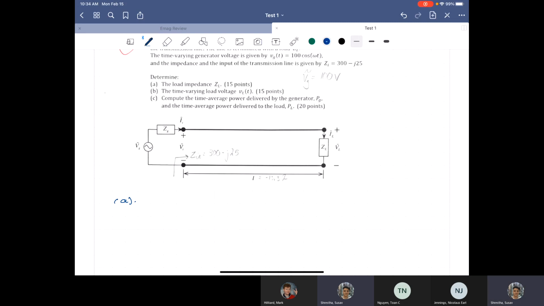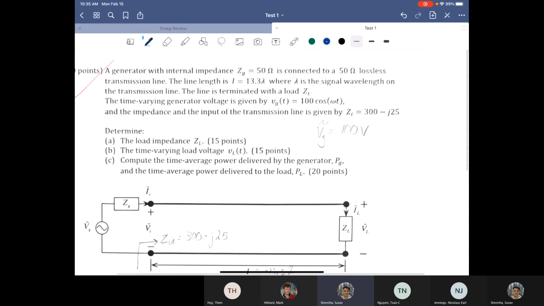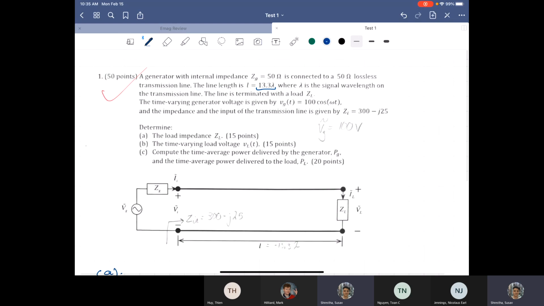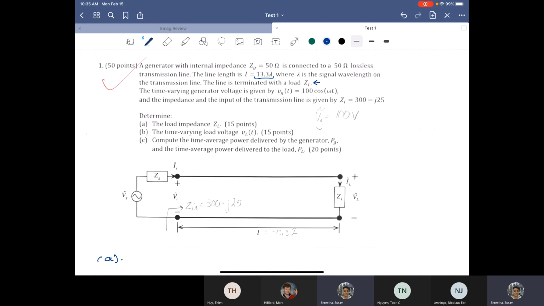Okay, the first question here is, we're given a transmission line with internal impedance of 50 ohms and a characteristic impedance of 50 ohm, lossless transmission line. This is a fairly straightforward question, but the length of the transmission line is 13.3 lambda, where lambda is the signal wavelength. It is connected to a load ZL, which is not given. That's the first question. We need to figure out the load impedance.